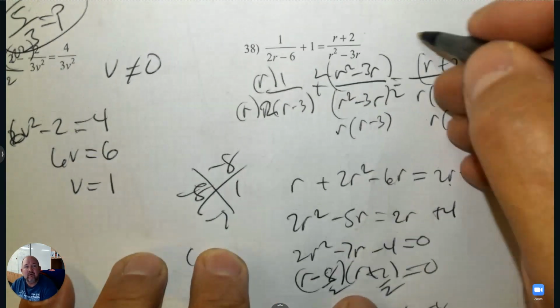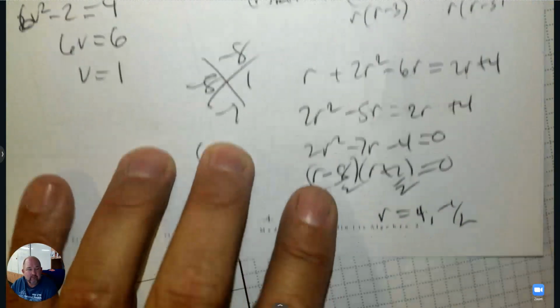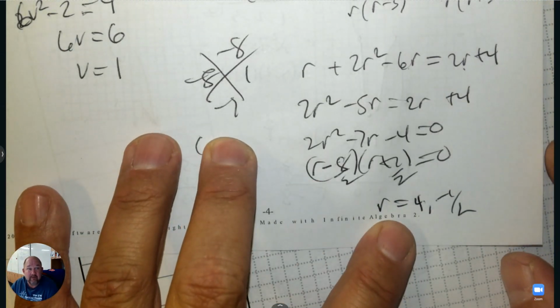And again, the two answers R can't be are 3 and 0. And so those are two good answers. That's a tough question, right? All good? Now what number are we at? 39. We're getting there.